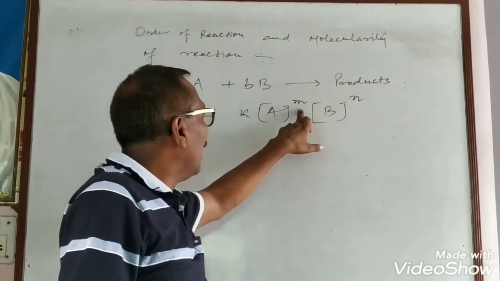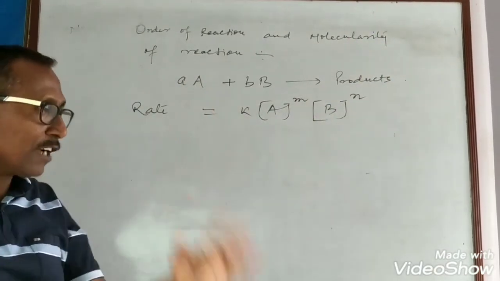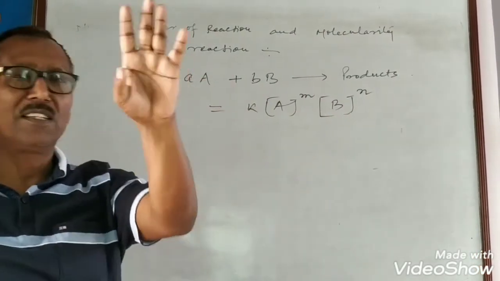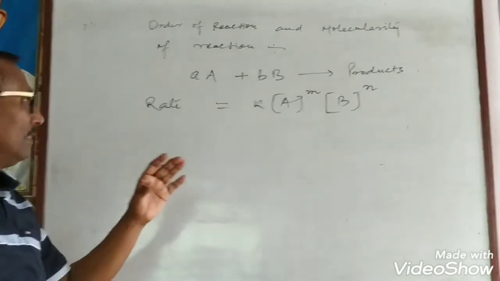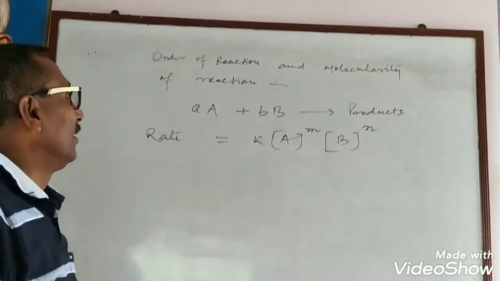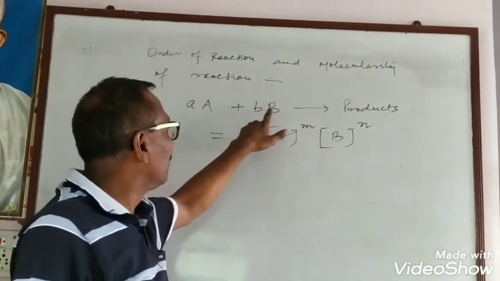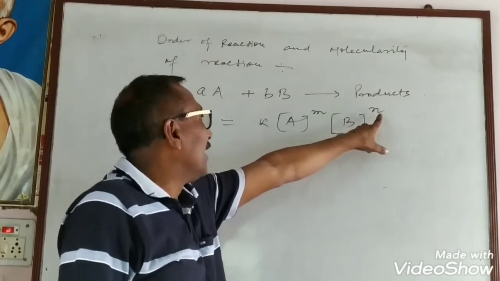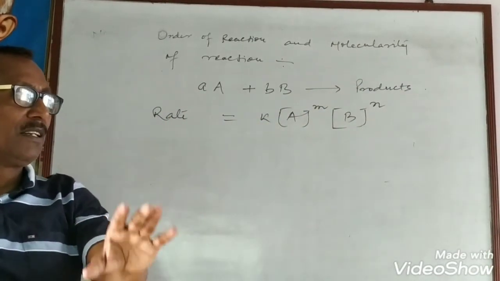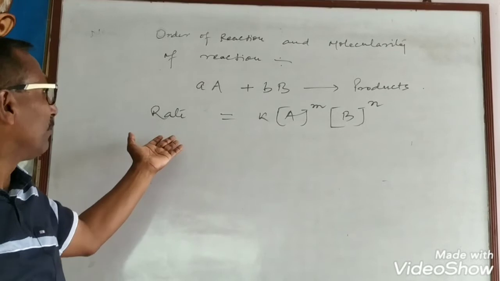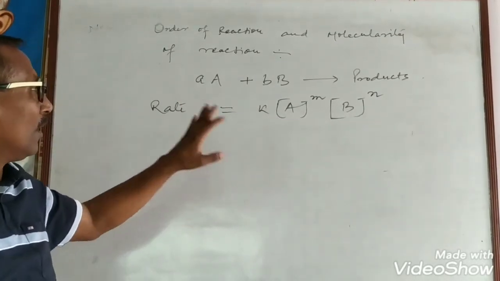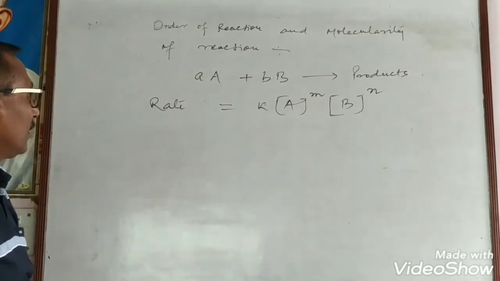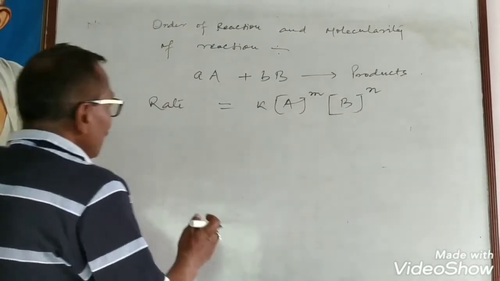These m and n are the actual number of moles of A and B respectively to take part in the chemical reaction, determined experimentally. This is very important. If you write A and B with power m and power n, this will be given theoretically. But here we have to write the rate law. That's why we always do it experimentally. So this is the rate law for this equation.